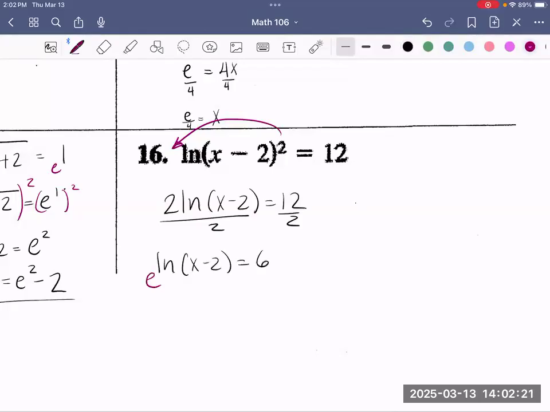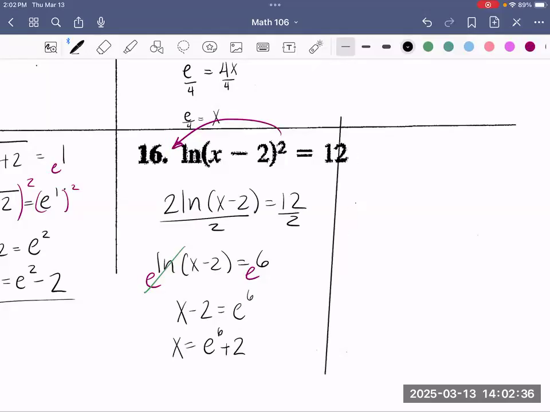ln is alone, so we can take everything to the e. x minus 2 is equal to e to the 6. And then x is equal to e to the 6 minus 2. Or sorry, plus 2. So that's one way.